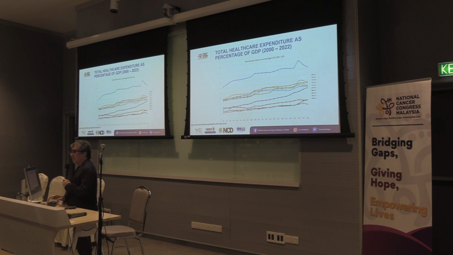Nevertheless, it's still not quite up to what WHO recommends. At the moment, we stand at 4.6 or 4.7 percent of overall GDP. WHO recommends at least 5% in order to qualify as an upper middle income country, which Malaysia aims itself to be.